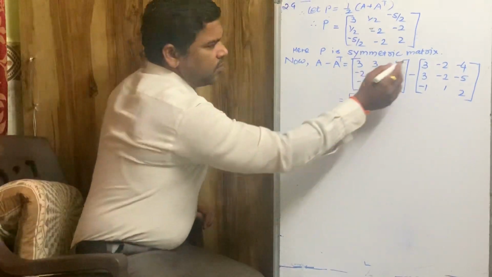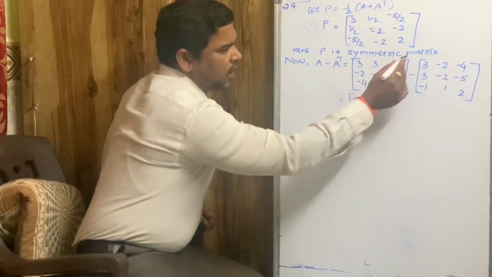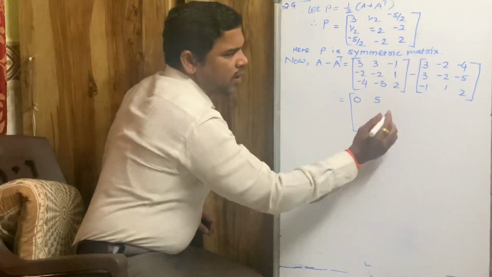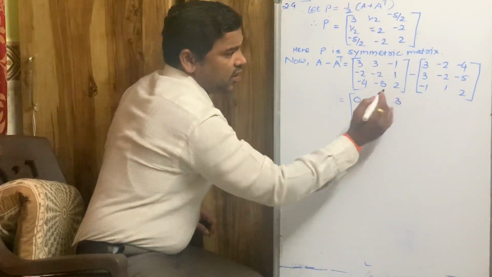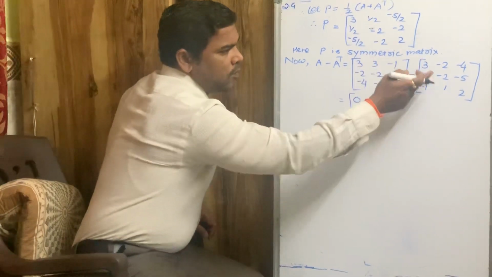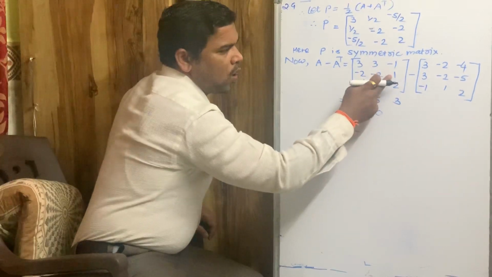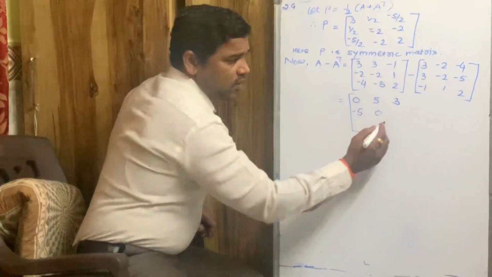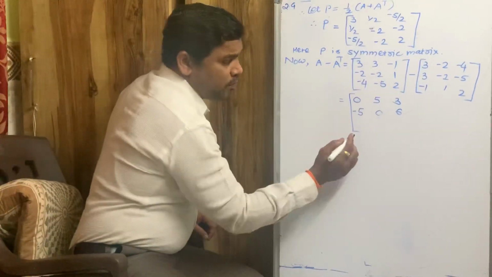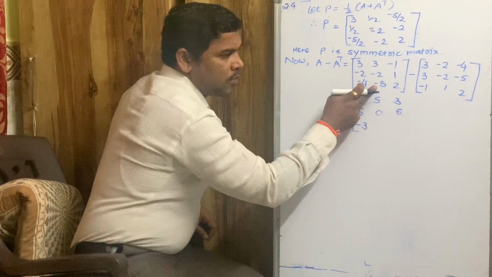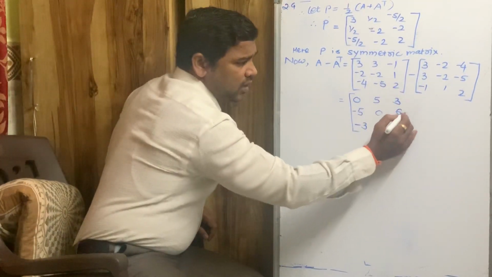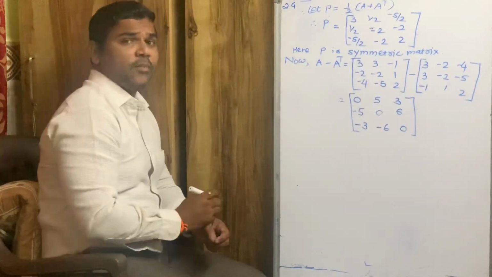3 minus 3, that is 0. 3 minus of minus 2, meaning 3 plus 2, 5. Minus 1 minus of minus 4, minus 1 plus 4, that is 3. Minus 2 minus 3, minus 5. Minus 2 plus 2, that is 0. 1 minus of minus 5, 1 plus 5, that is 6. Minus 4 minus of minus 1, means minus 4 plus 1, minus 3. Then minus 5, minus 1, minus 6, and 2 minus 2, 0. Okay, this is A minus A transpose.